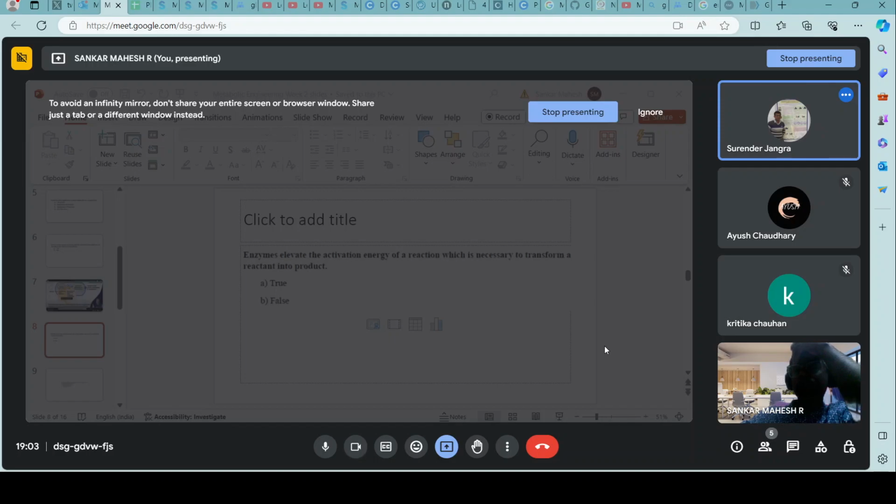So what does an enzyme specifically do to the activation energy? They lower the activation energy, meaning less energy is required to bend the stick. So the question is whether enzymes elevate the activation energy or not. No. So the answer you are saying is it basically lowers the activation energy. Ayush? Yes, sir. It lowers the activation energy.